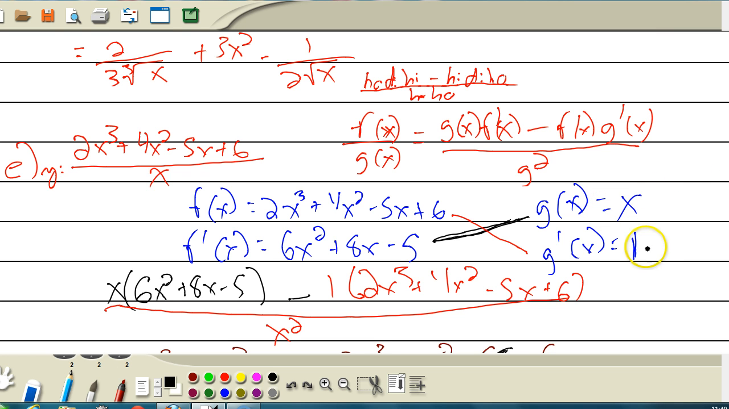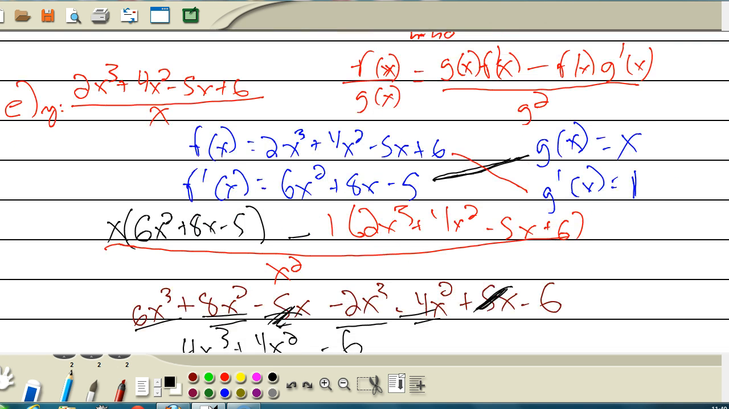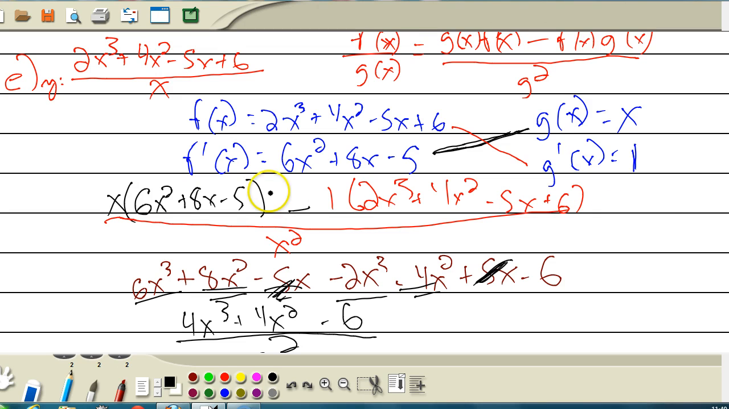So again, write out your top function and take the derivative of that, write out your bottom function and take the derivative of that, and then just do the derivative of f times g, minus the derivative of g times f.